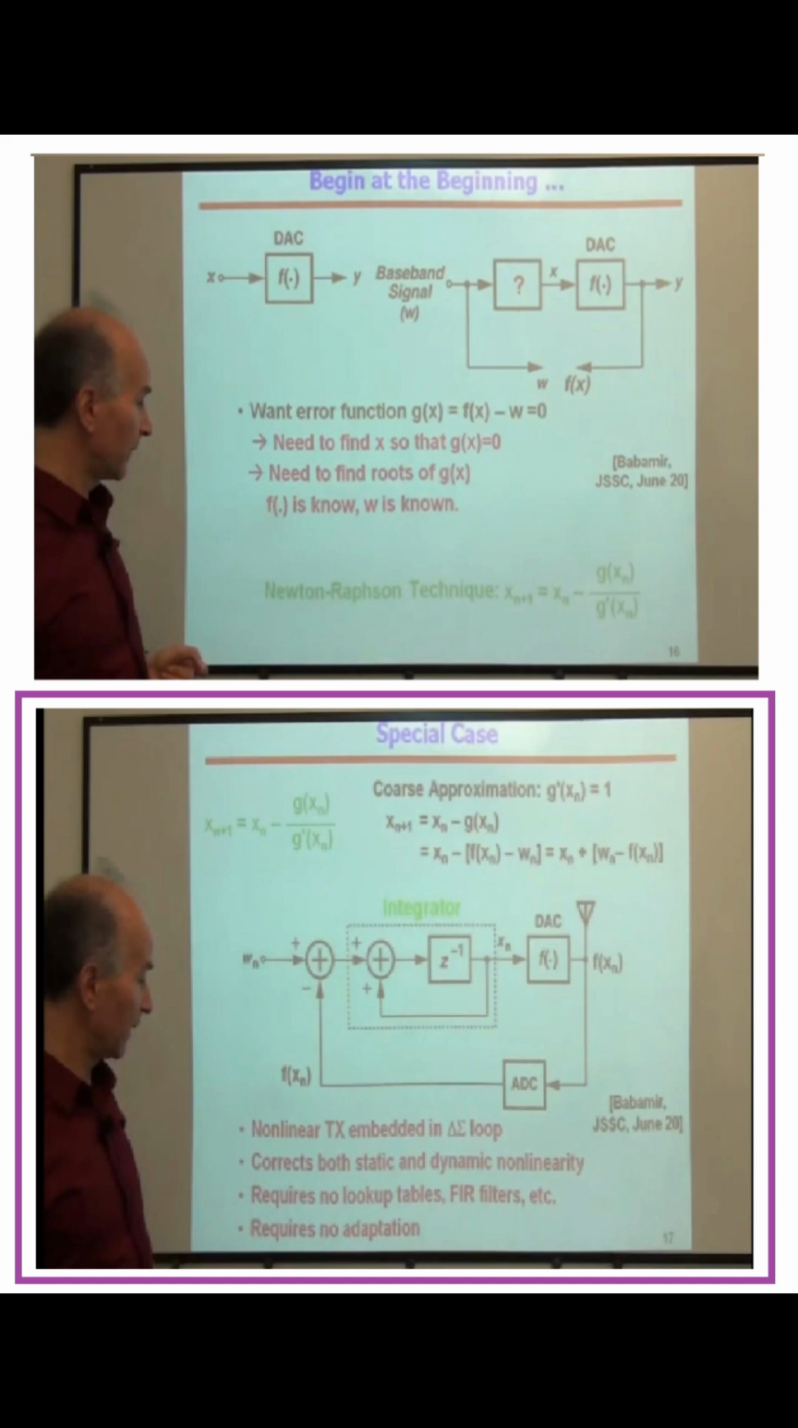This provides several advantages. First, it corrects nonlinearity in real time and adapts to temperature variations. It eliminates the need for lookup tables or FIR filters and does not require adaptation. The key contribution is recognizing that delta sigma modulation is a simplified Newton-Raphson technique. Additionally, by placing the transmitter in this loop, we improve its linearity. To refine the approximation further, we explored better methods for g', improving performance.